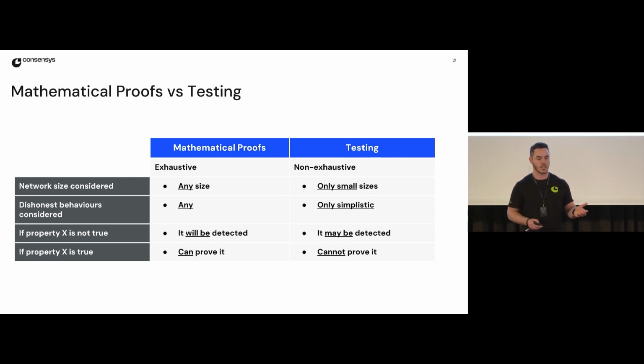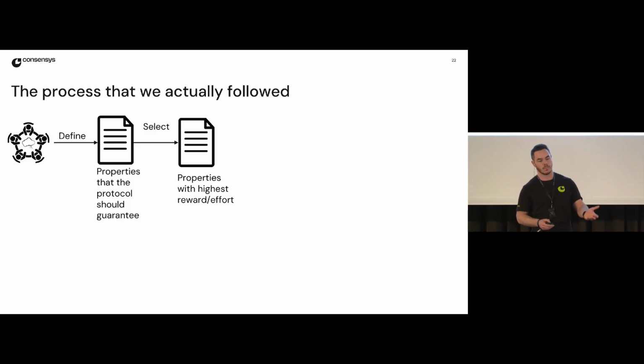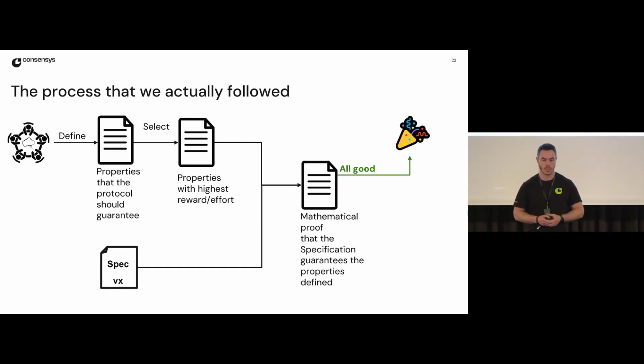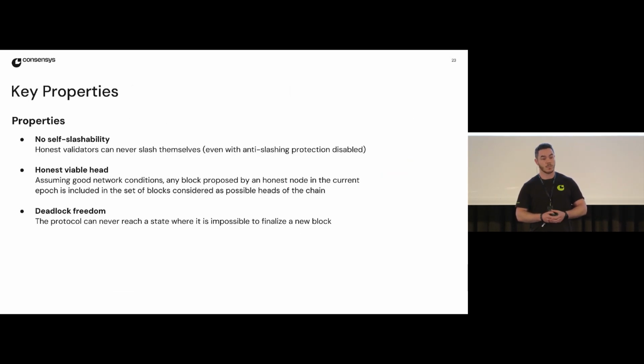What we did was slightly different. We actually applied this to a subset of the properties, as we wanted to have this done in time for the Capella fork. And in terms of properties that we proved, we showed the non-slashability property, meaning that an honest validator can never slash themselves.